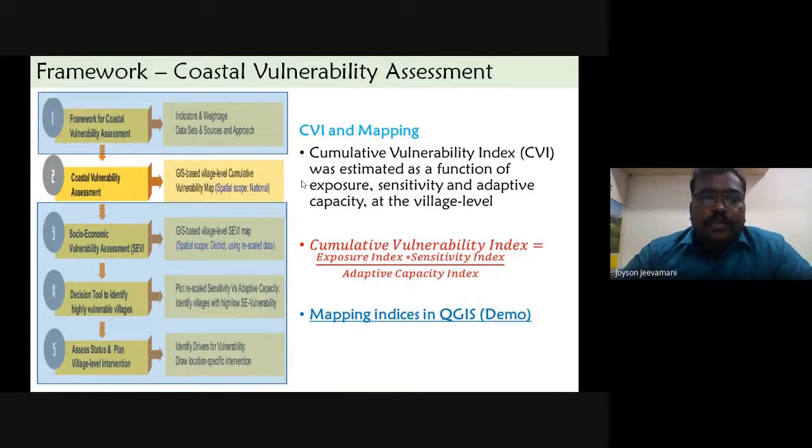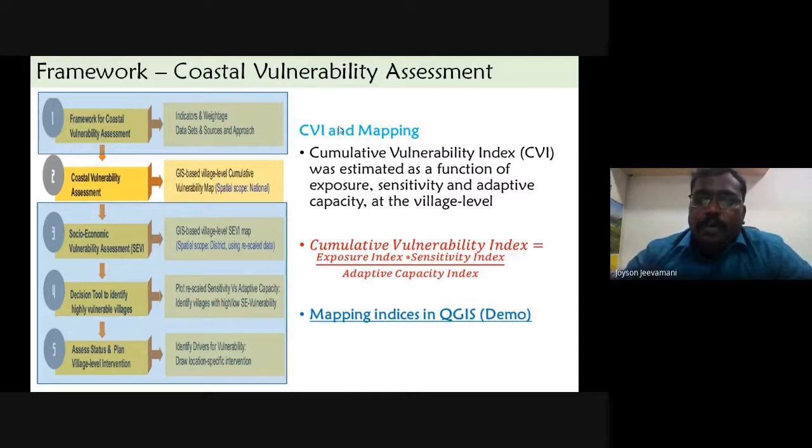Then finally we have the cumulative vulnerability map. Now we have estimated the exposure index, sensitivity index, and adaptive capacity index. As I already told, vulnerability is a function of exposure, sensitivity, and adaptive capacity. Exposure and sensitivity have a positive relation, whereas adaptive capacity has a negative relation. If we have more adaptive capacity, then our vulnerability level is lower, whereas if we have a higher sensitivity level, our vulnerability level is high.